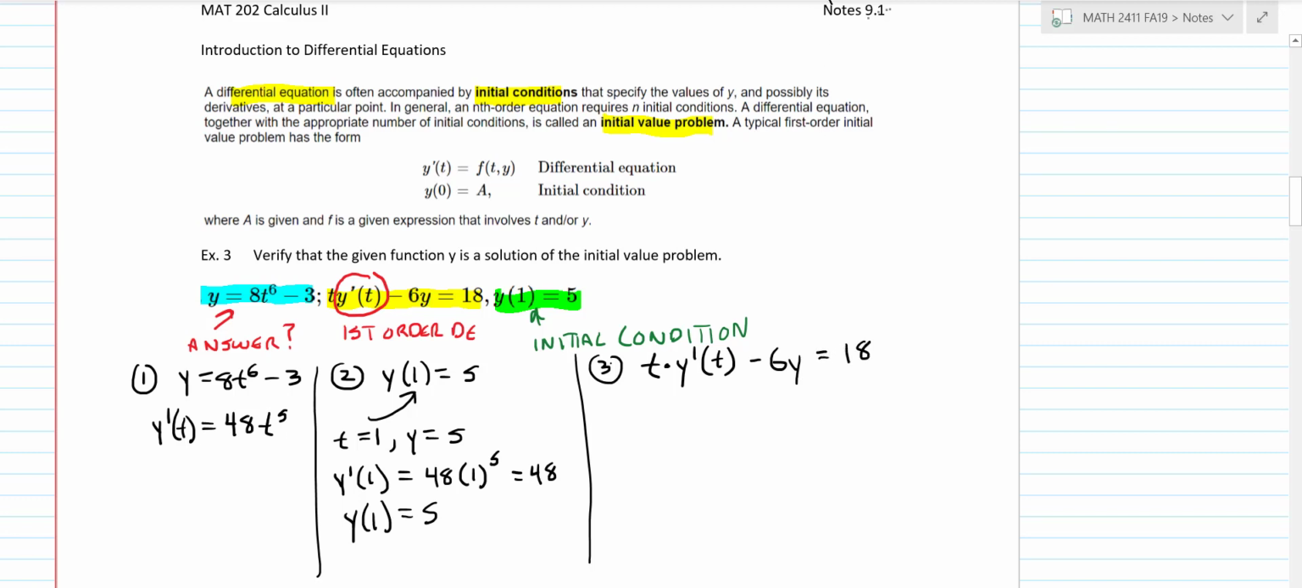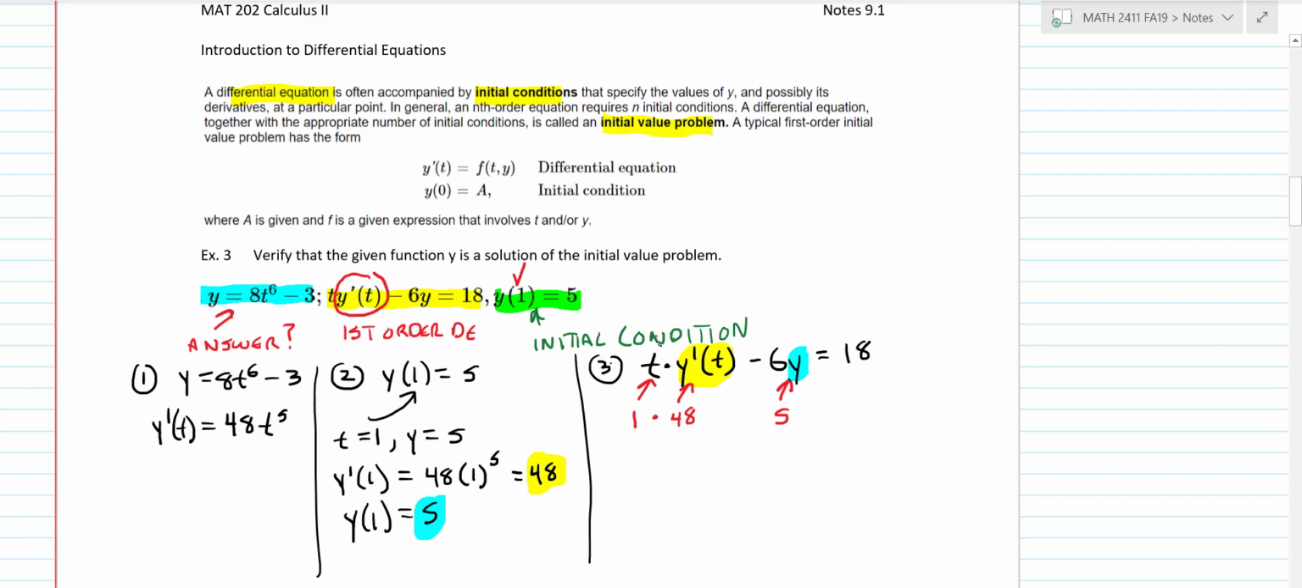And now we're going to plug everything in. All right, so t is 1 because that's given from the initial condition. y prime of 1 is going to be 48, so that becomes the 48 there. And then y of 1 right here is something that we were given. We were given that y of 1 is equal to 5, so that plugs in there. So that's what we're verifying.